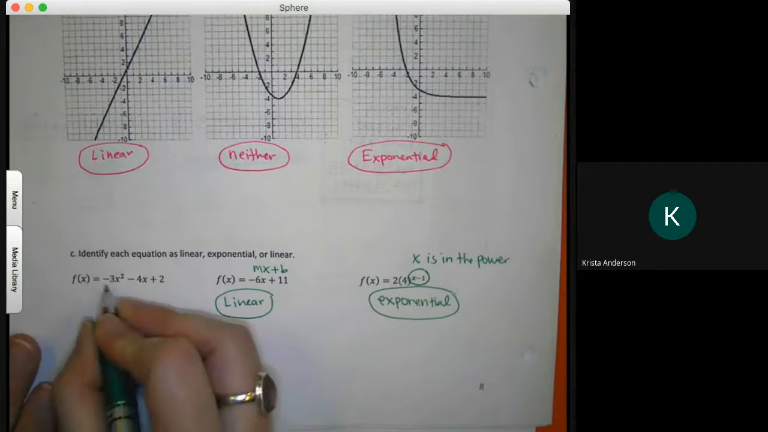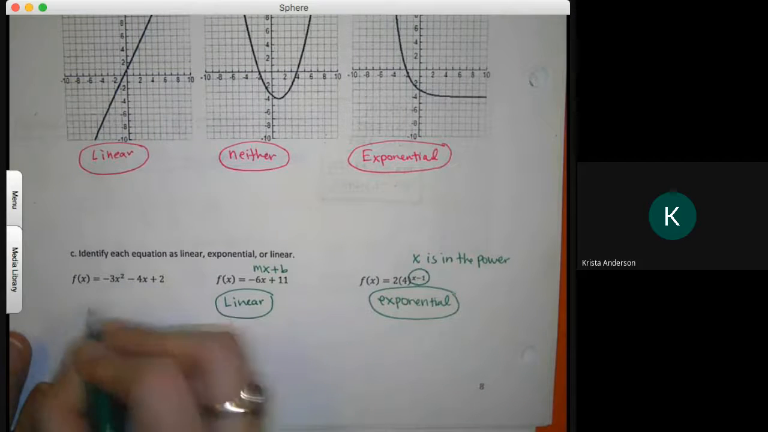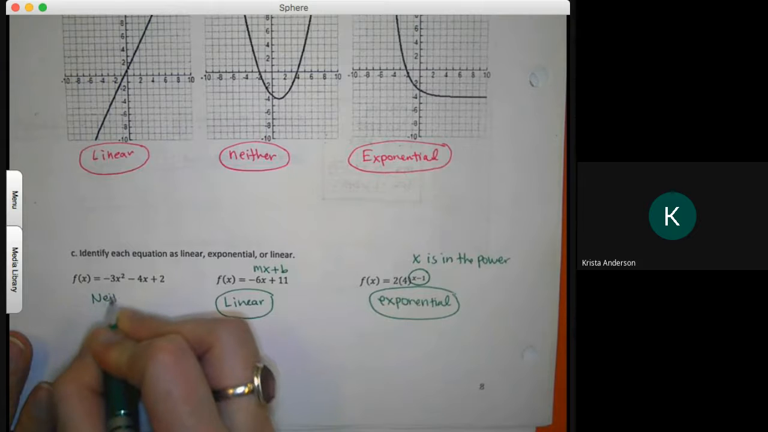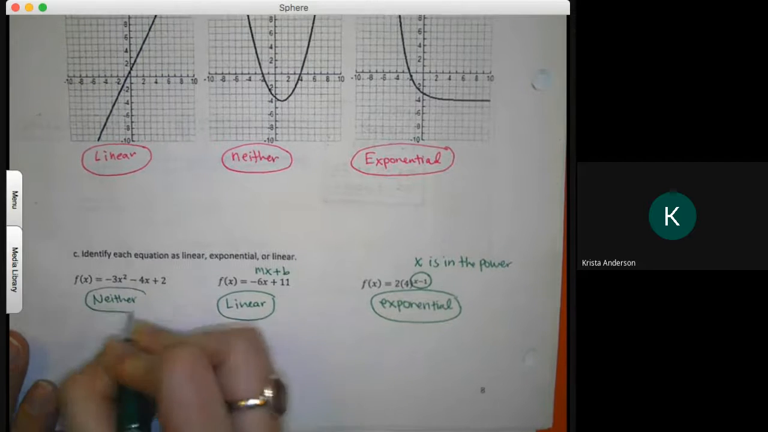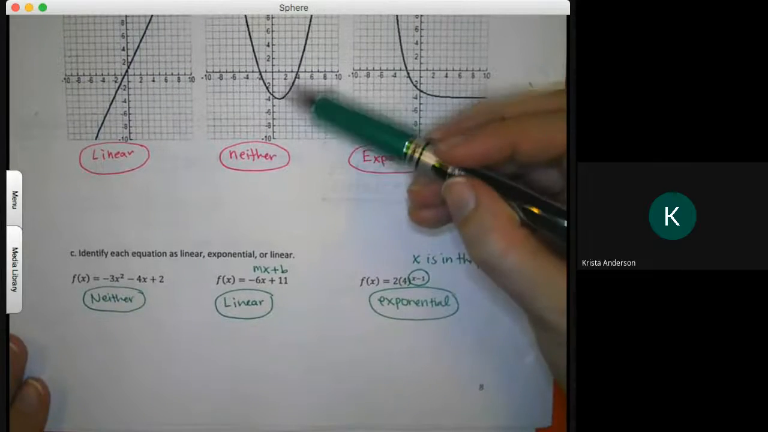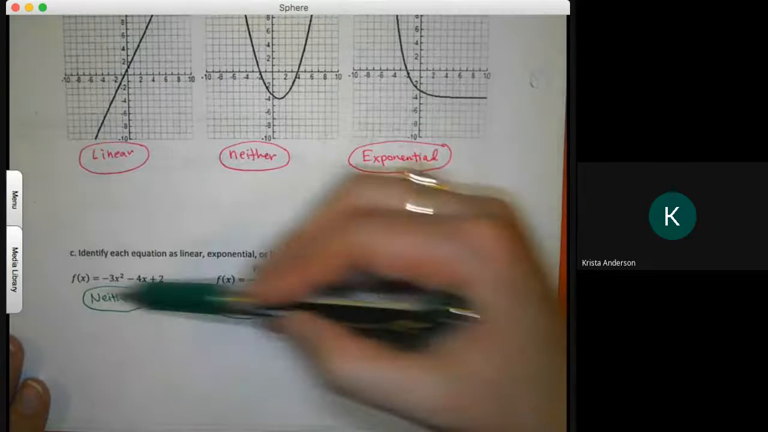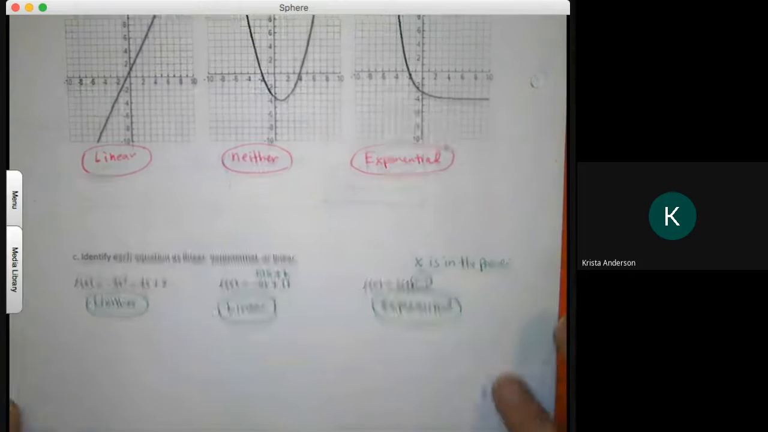Which means the negative 3x squared minus 4x plus 2 would be neither. This would make the U shape up here. This formula would make a U, like a parabola.